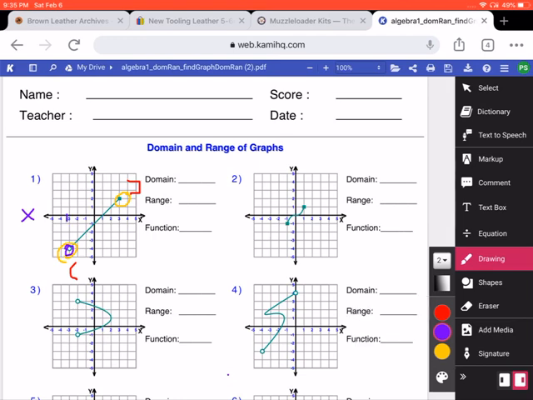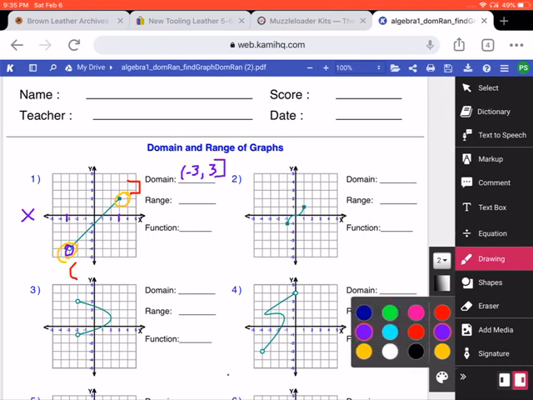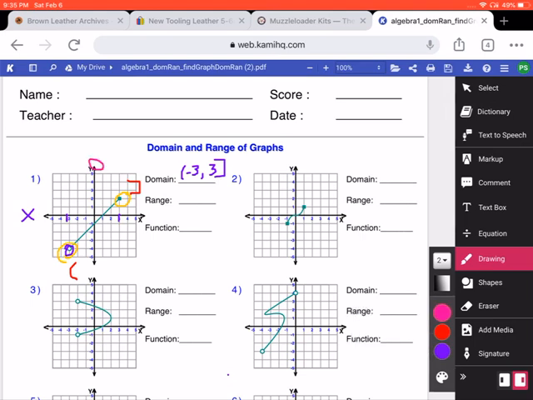So if we run it up, we see that it's here on -3. And again, this is open, so when I put that in, I'm going to put a parenthesis and put -3 and put a comma. Now I'm going to see where it's stopping on the other side. So the farthest that it goes is to +3 over here. So I'm going to have a +3, and then I'm going to put a bracket because, like I said, it's got a closed dot.